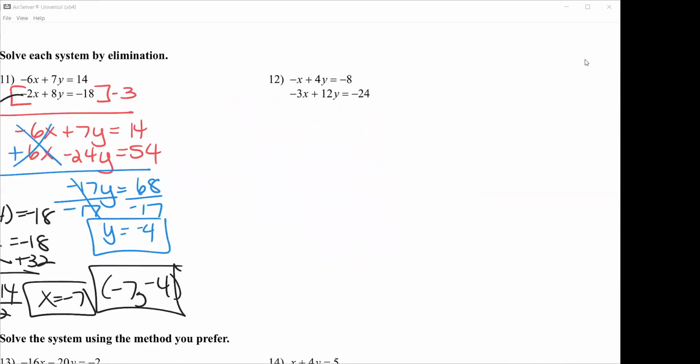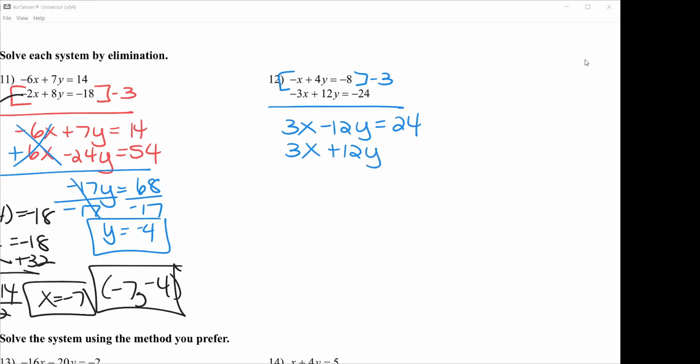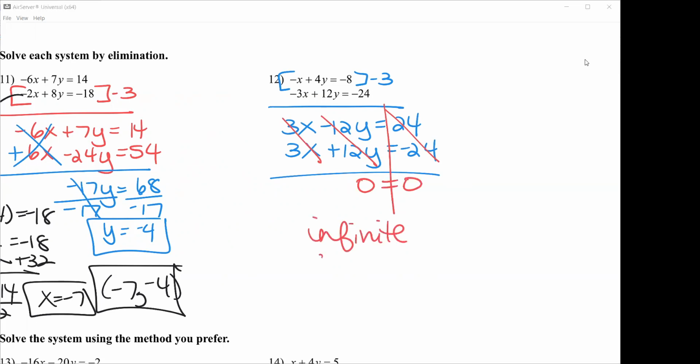Okay. Number 12. We have a couple of options here. I'm going to multiply the top by -3. So that way I'd have the x's cancel out. So you're going to end up with 3x minus 12y equals positive 24. And then the bottom is 3x plus 12y equals -24. So here you're going to notice the x's cancel out, the y's cancel out, and even the constants on the right cancel out. So this means we have 0 is equal to 0, which is infinite solutions.